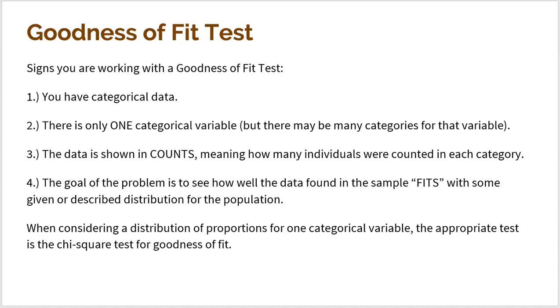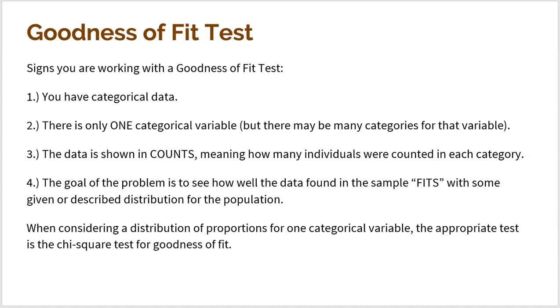And the data needs to be shown in counts. So what you're looking at in each category is simply how many people were counted that fit into that category. So I counted 22 people that love chocolate ice cream, so you're going to see a 22 underneath chocolate. I counted 32 people that like vanilla ice cream, so you're going to see a 32. Those are counts, the number of people that we counted that fit into each category.